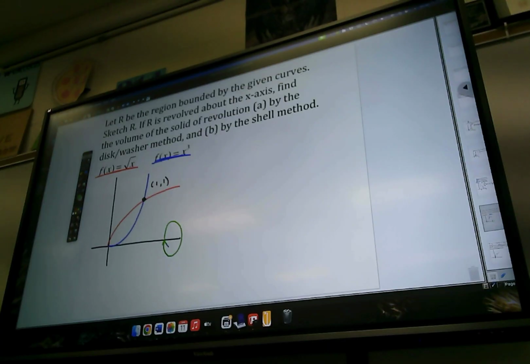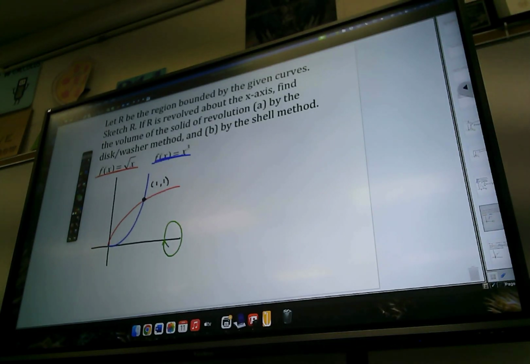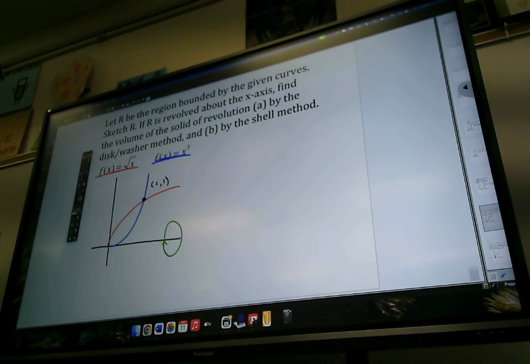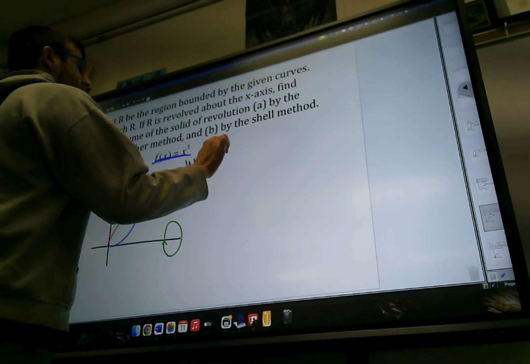It says, find the volume of the solid of revolution by the washer or the disk method. That's the washer method. Disks if it doesn't have a bottom. And the shell method. So first thing I'm going to do is I'm going to do washers.